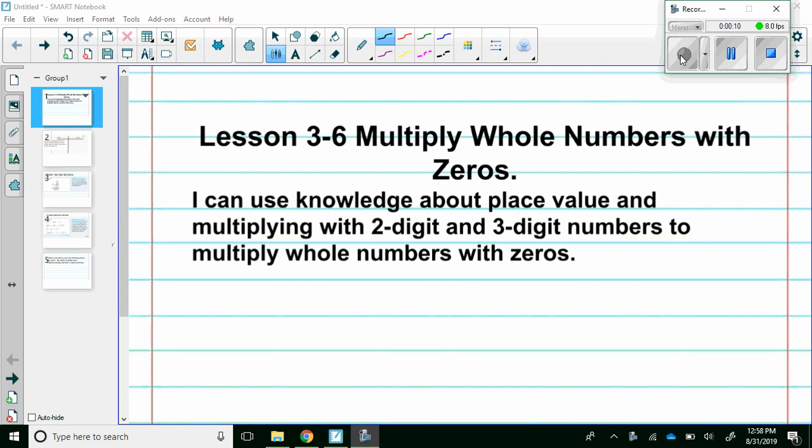The I can statement is: I can use knowledge about place value and multiplying with 2-digit and 3-digit numbers to multiply whole numbers with zeros. Pause the video now to write the lesson number and title in your notebooks, along with the I can statement. When you are finished, push play to continue the video.